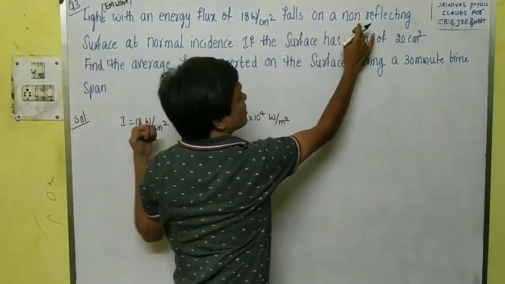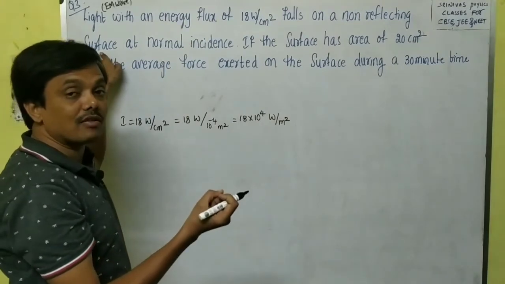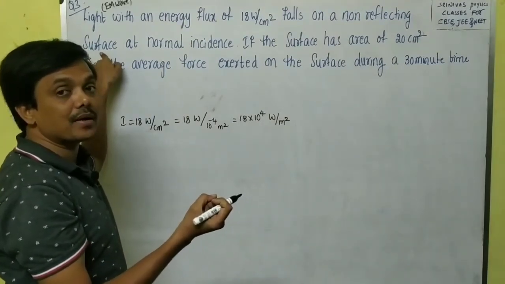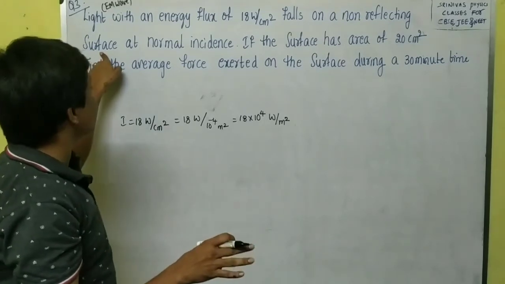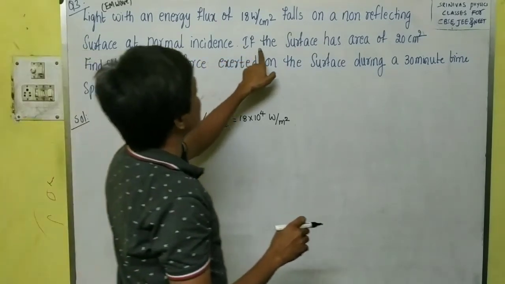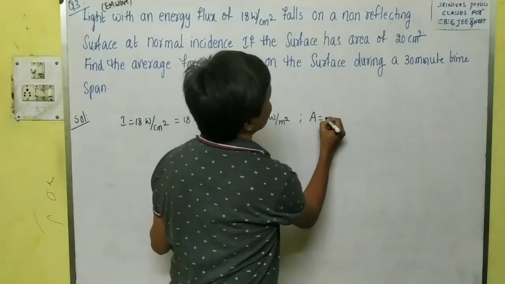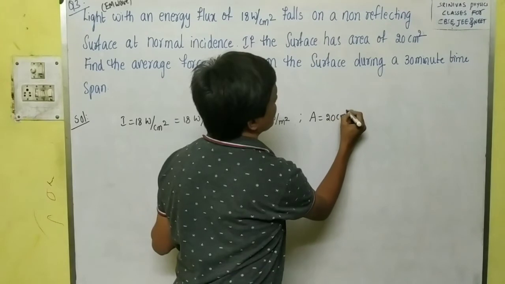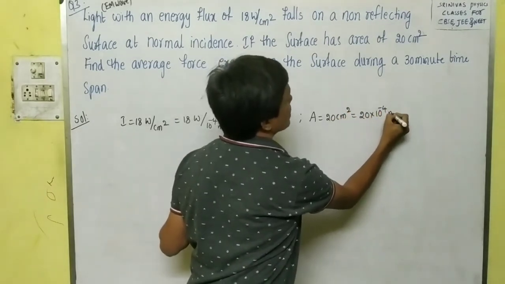That falls on the non-reflecting surface. Whenever the EM wave falls on a non-reflecting surface, that surface completely absorbs the EM wave. There is no reflection at the normal incidence. The surface area they give as 20 centimeter square. You convert into meter square, that is 20 into 10 to the power of minus 4 meter square.